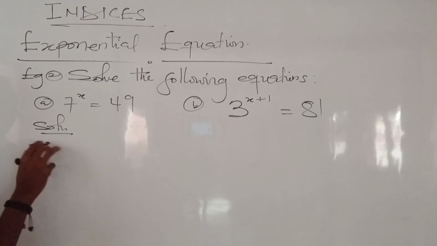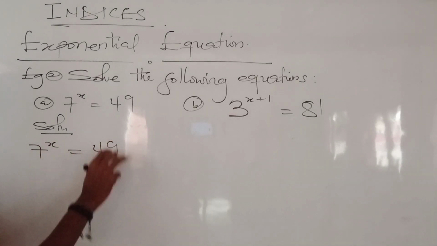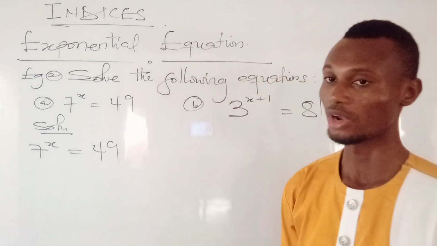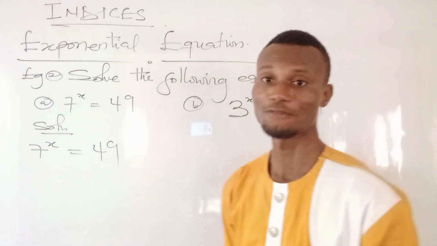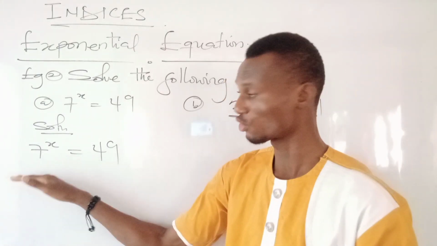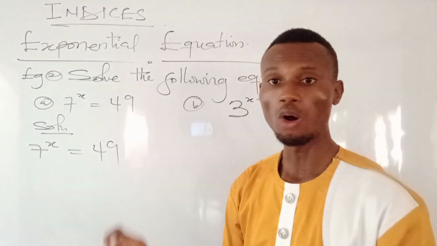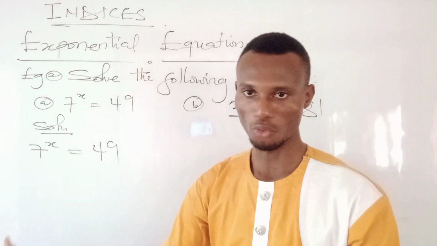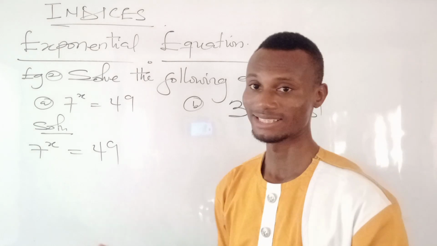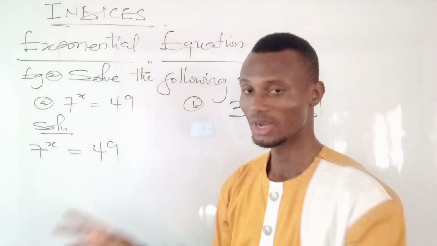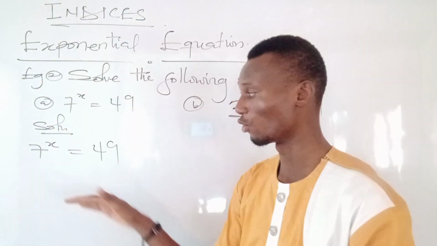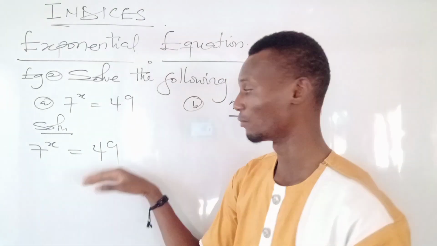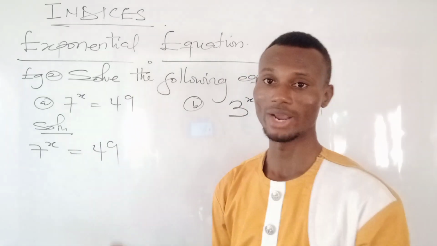So I have 7 to the power s equals 49, and we want to solve for the value of s in this exponential equation. Now, we've learned from the first video that for us to be able to solve this one, we always have to make sure that the bases are the same. Then we can equate the powers. That is the law that we learned in the first video, and we are going to apply it here. So we need to make sure that the bases are the same, then we can equate the powers.